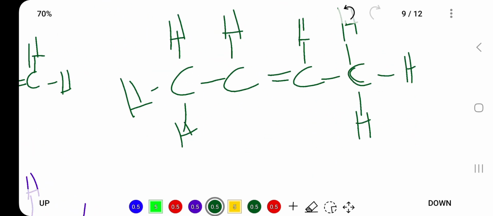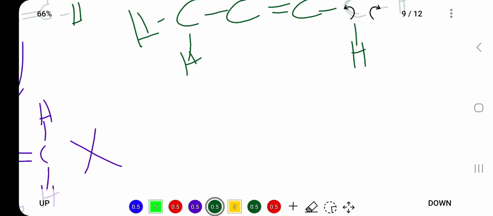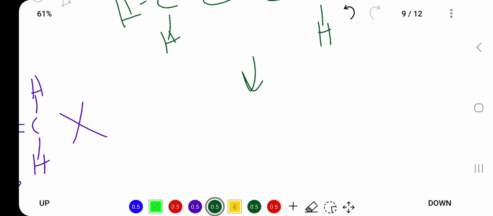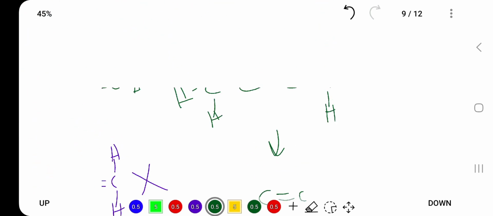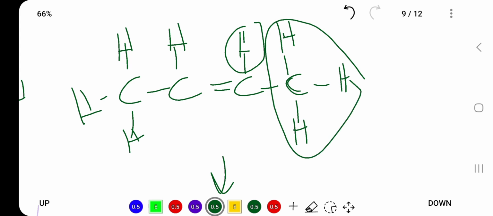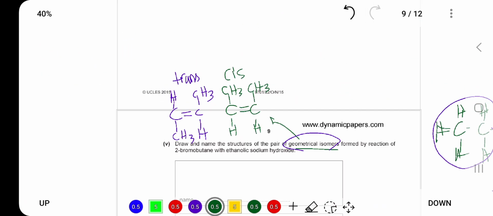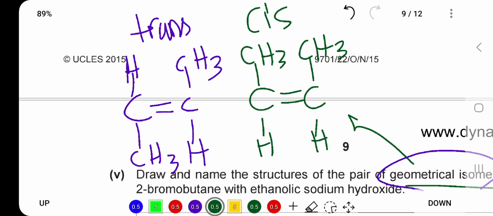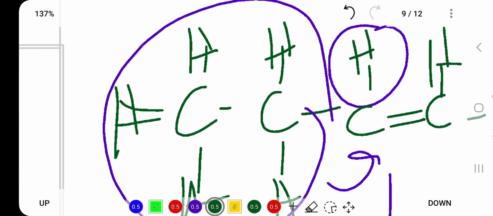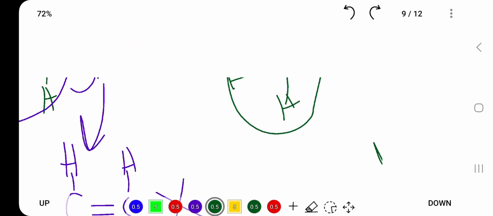Okay, so instead if we remove the Br from here and the H from here, you have the double bond in between. So if you want to give it the H shape, you have an H up, CH3 down, H up, and on the other side CH3 down. So this is exactly how the geometrical isomer works. Not the same things on the same sides, that is completely wrong. Left and right should be different.